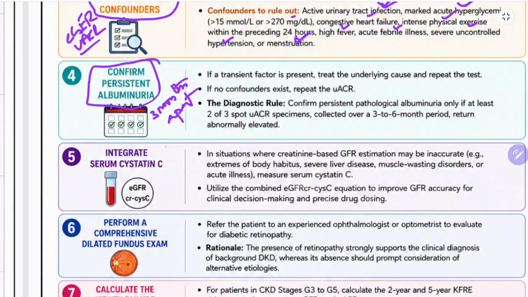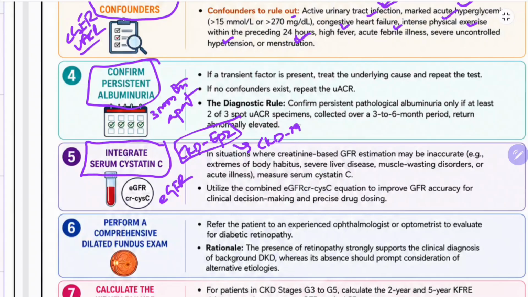Then in some cases, integrate serum cystatin C. Why? Integrate serum cystatin C, that means while calculating EGFR, there are formulas. The famous formula is CKD-EPI. CKD-EPI is the most recommended one, and the second recommended one is CKD-MDRD. So in these formulas, you should integrate this serum cystatin C, already available on apps, medical apps.